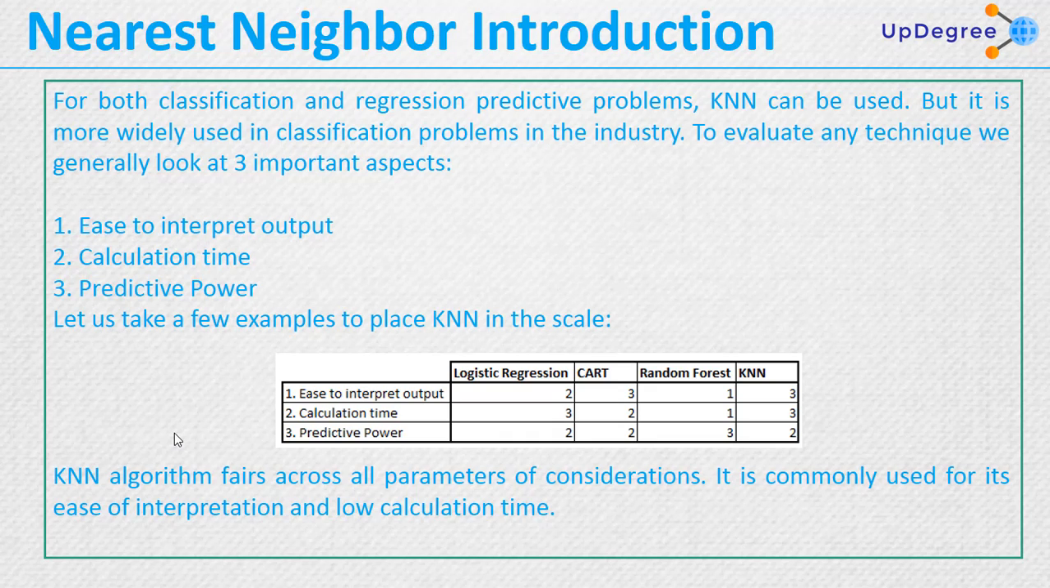In KNN classification, the output is a class membership. An object is classified by a plurality vote of its neighbors, with the object being assigned to the class most common among its k nearest neighbors, where k is a positive integer, typically small. If k is equal to 1, then the object is simply assigned to the class of the single nearest neighbor. In KNN regression, the output is the property value of the object. This value is the average of the values of the k nearest neighbors.